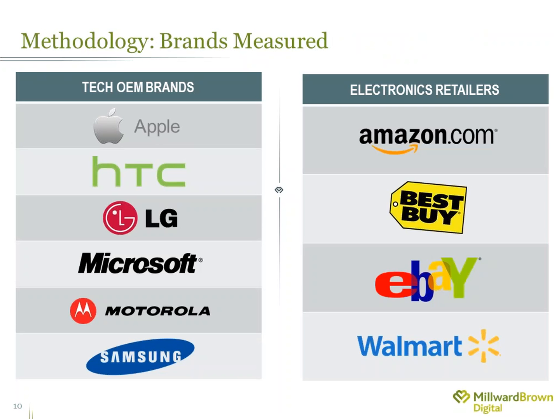And then finally, just to give everyone a quick overview, these are the brands that we're going to be looking at today. As I mentioned, we selected a few brands in the tech OEM space here, so you can see Apple and HTC, LG, Microsoft, Motorola, and Samsung. And then a couple of key online electronics retailers, so Amazon, Best Buy, eBay, and Walmart. So those are the brands that we'll be looking at today.